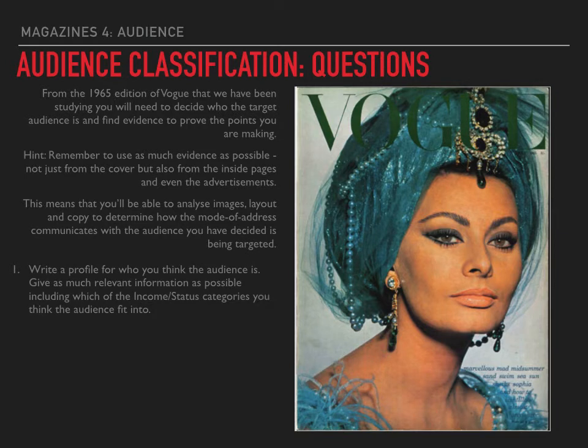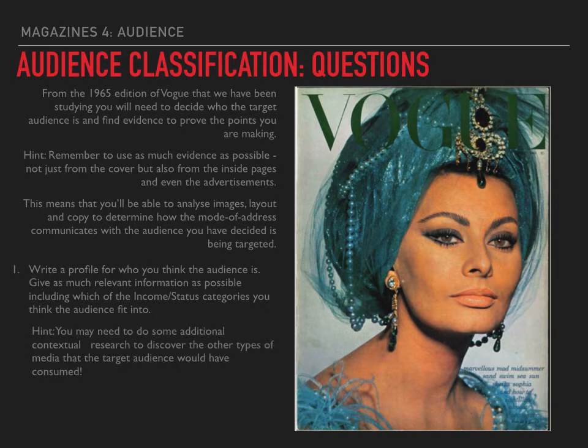So, number 1, write a profile for who you think the audience is. Give as much relevant information as possible, including which of the income and status categories you think the audience fits into. And as a little hint here, you may need to do some additional contextual research to discover other types of media that the target audience would have been consuming in 1965.